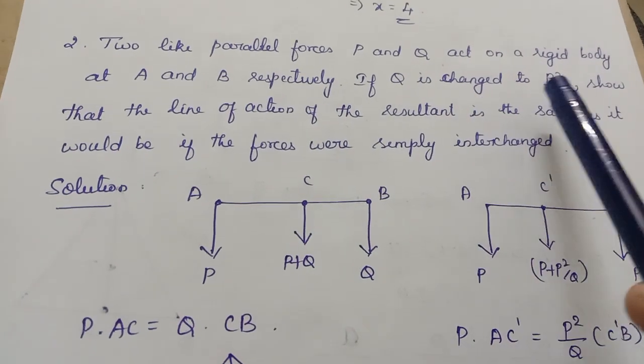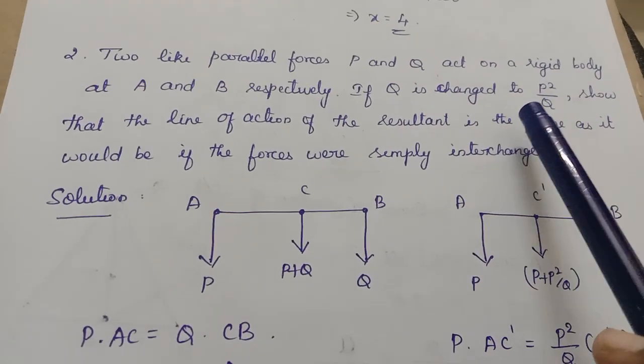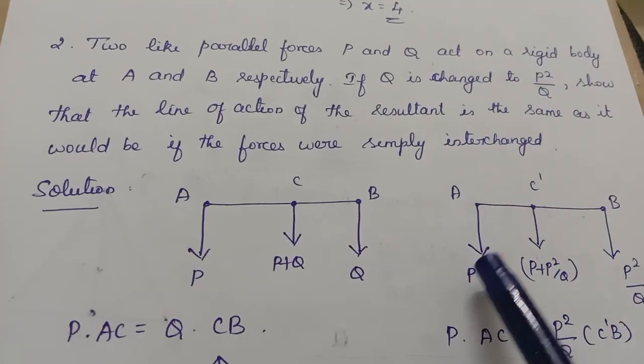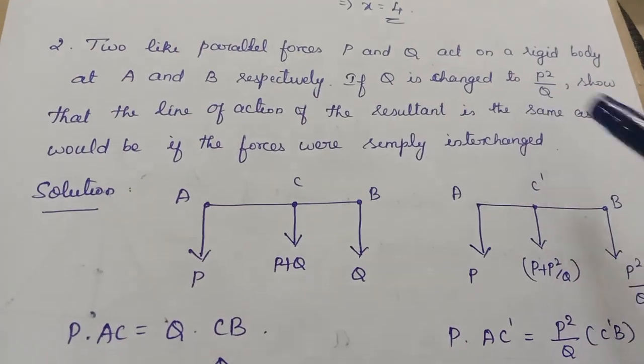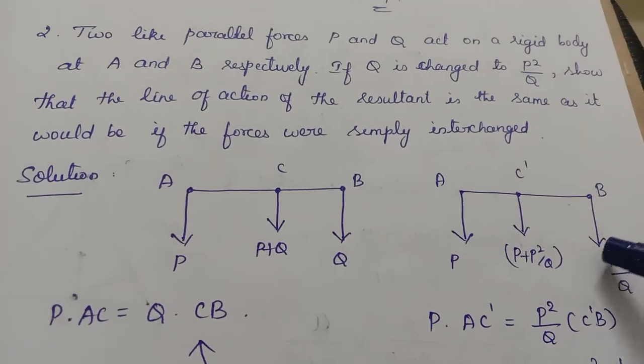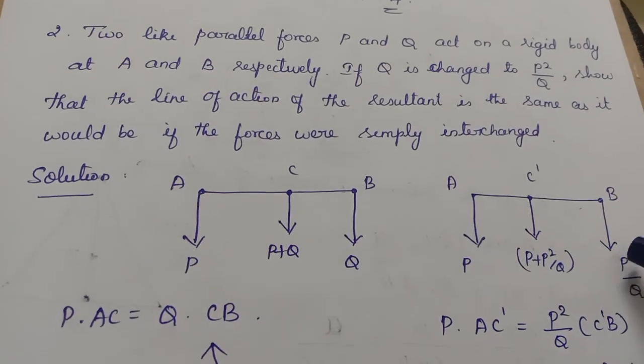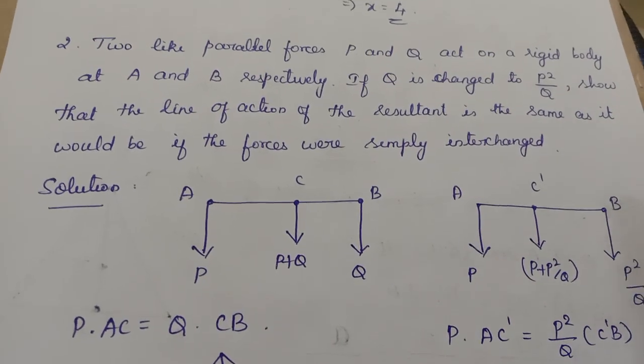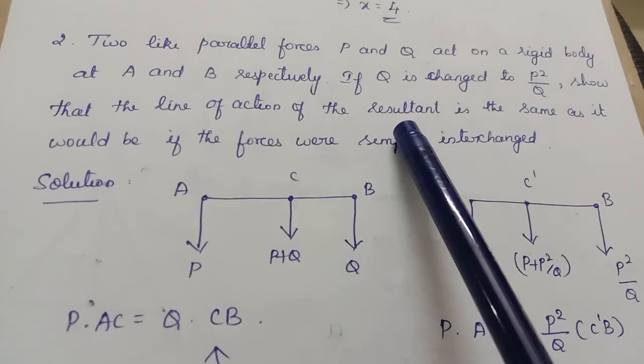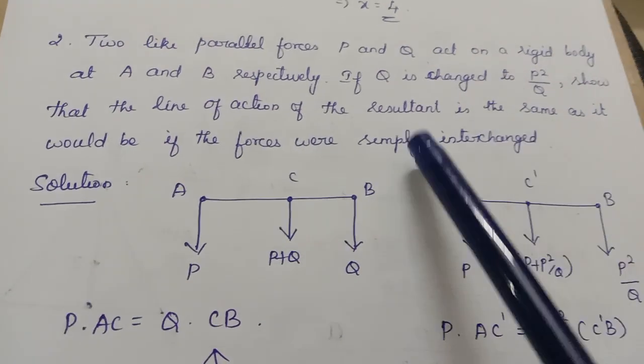If Q is changed to P square by Q, what they are doing? P is remaining the same as it is. Instead of Q, they are changing it to P square by Q. Look at the second diagram. Here, this is Q, no, initially it was Q, now it is changed as P square by Q. So show that the line of action of the resultant is the same. So let us come to it later.